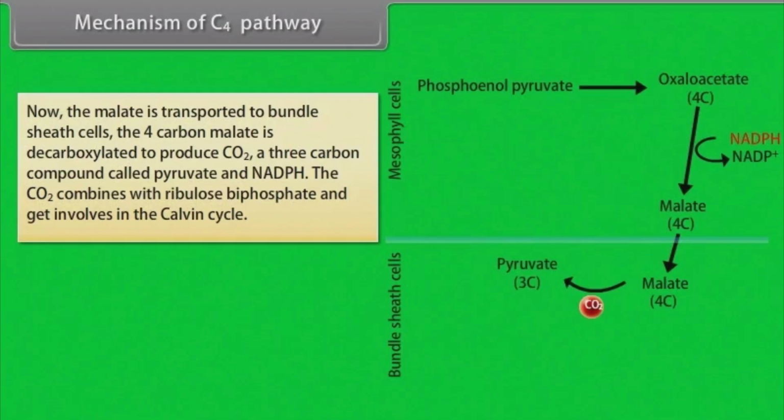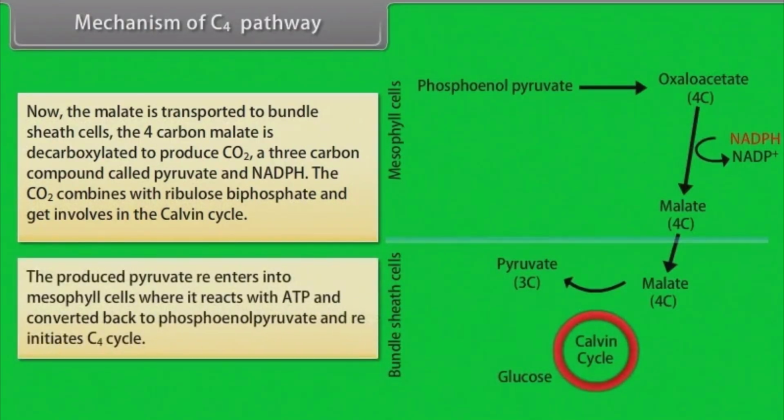The carbon dioxide combines with ribulose bisphosphate and gets involved in the Calvin cycle. The produced pyruvate re-enters the mesophyll cells, where it reacts with ATP and is converted back to phosphoenol pyruvate and reinitiates the C4 cycle.